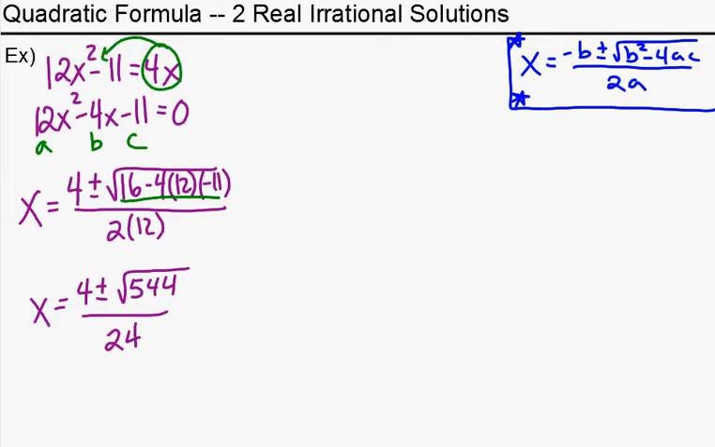Now I wish that 544 right here would be a perfect square. And if I check the square root, it is not. So I know that I'm going to have an answer that is irrational, because the square root doesn't go away. It's not a perfect square. So I need to simplify this like I do any other square root.